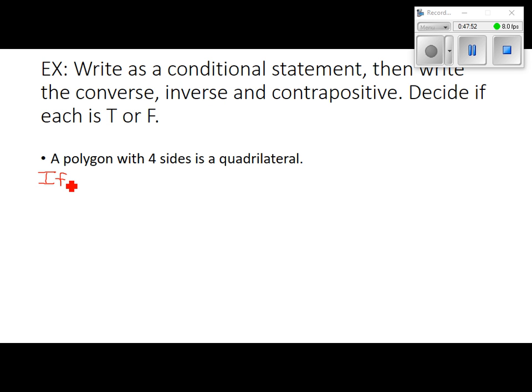All right, so if a shape is a polygon, and you're going to notice my English is not very good. Do you think I'm going to take off for your English? No, not as long as it makes some kind of sense. So if a shape is a polygon with four sides, what's the rest of my sentence going to be? Then it is a quadrilateral.